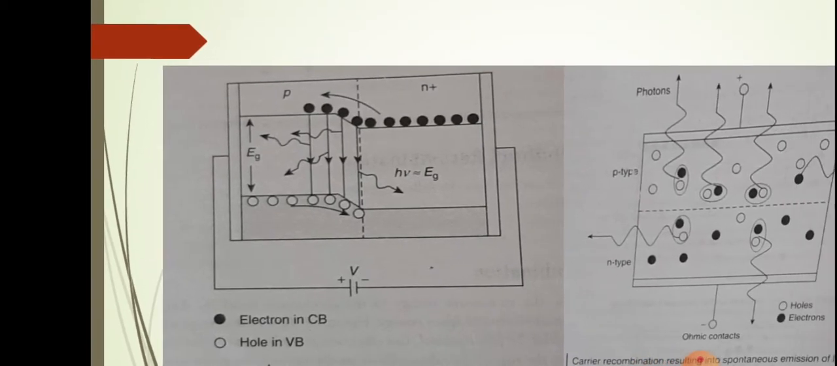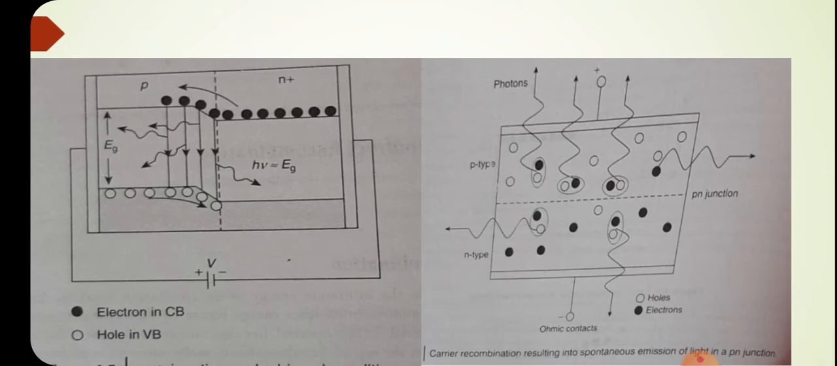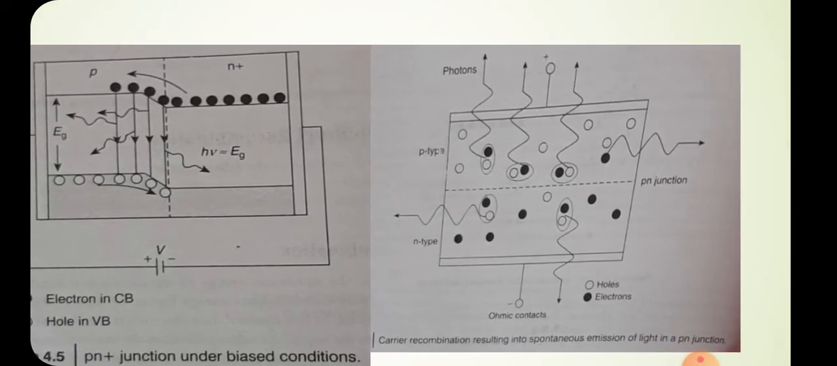Okay, so this recombination is shown in this diagram also. Here biasing is not shown, but actually the p side will be connected to the positive terminal of the battery.